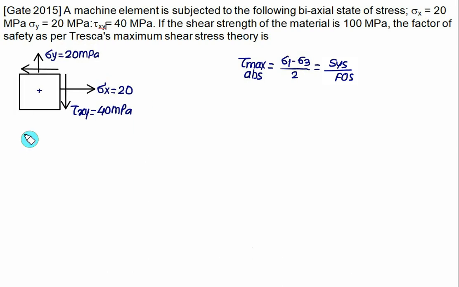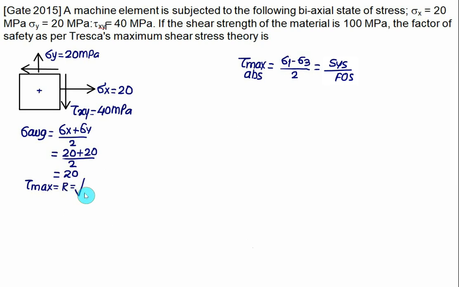So we have sigma average equal to sigma x plus sigma y divided by 2. In this case we have sigma x equal to 20, sigma y also equal to 20, divided by 2. So sigma average is equal to 20, and we have tau max, which is nothing but the radius of the Mohr circle, given as under root of sigma x minus sigma y divided by 2 whole square plus tau xy square.